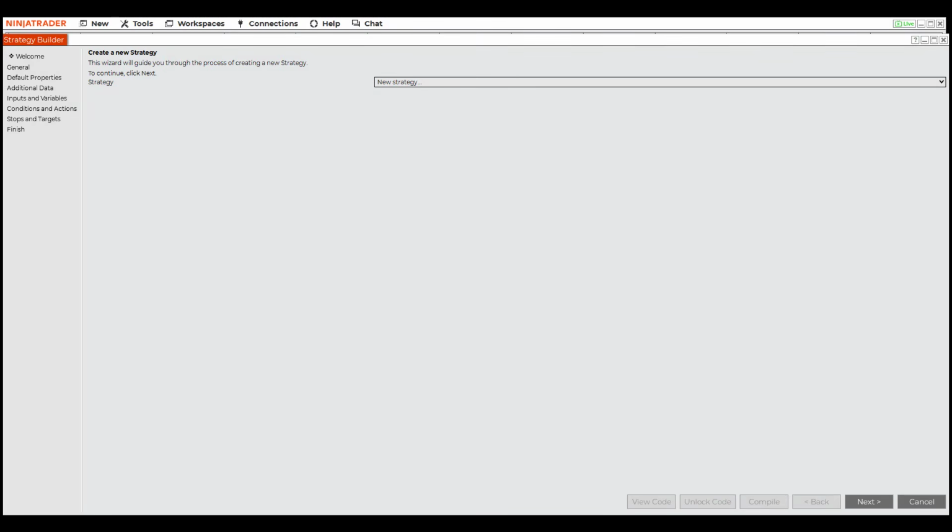But let's start with showing you how I got the strategy all set up and working. So like I just said, and for ease of use, I used NinjaTrader's strategy builder to show you that really anyone can do this sort of thing.